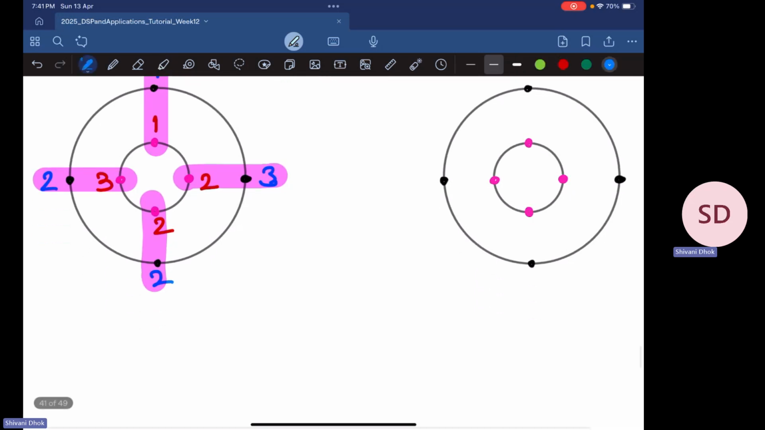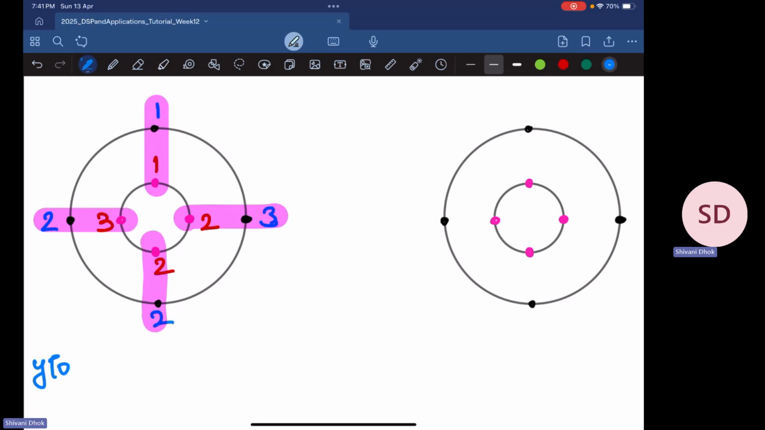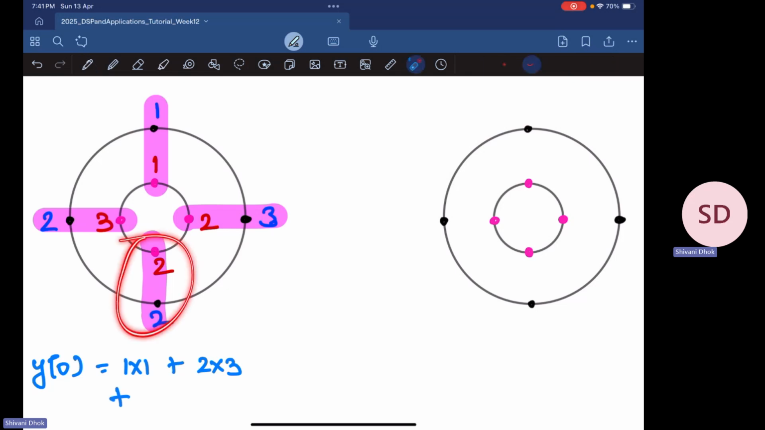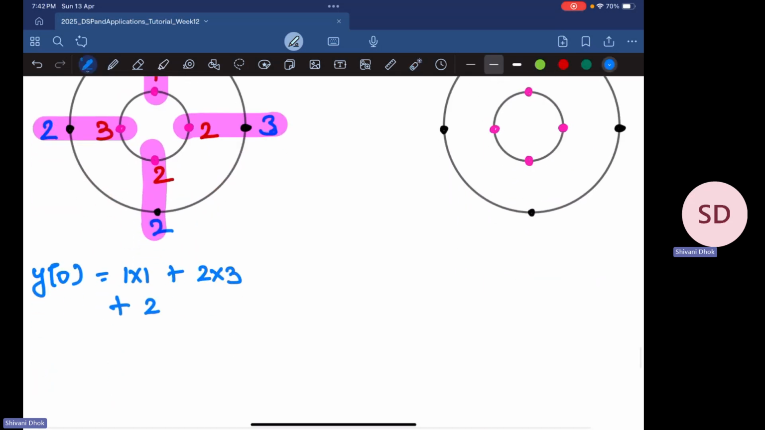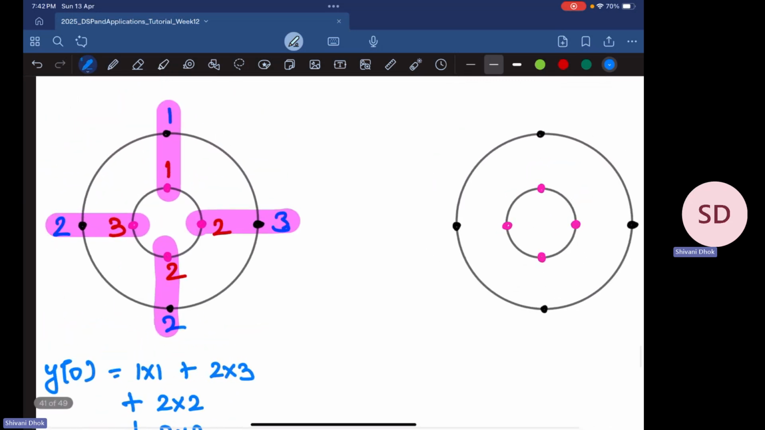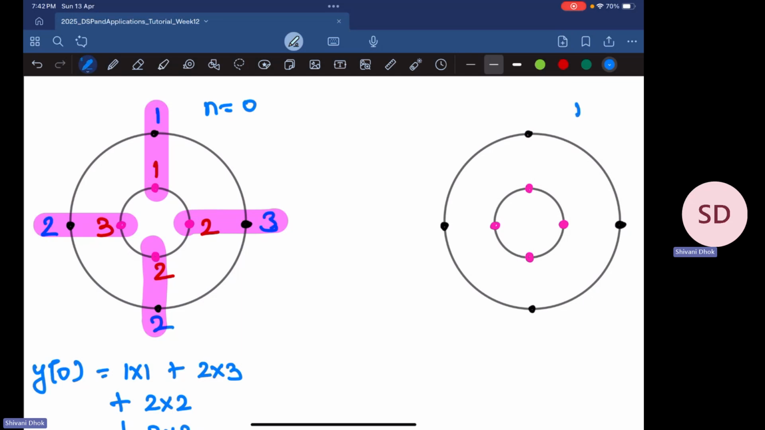Okay. So what do we get? So y of 0 will be equal to this multiplication, that is 1 into 1, plus this multiplication, that is 2 into 3, plus this, that is 2 into 2, plus this quantity, that is 2 into 3. So this comes out to be equal to 1 plus 6 plus 4 plus 6, and this is equal to 17.